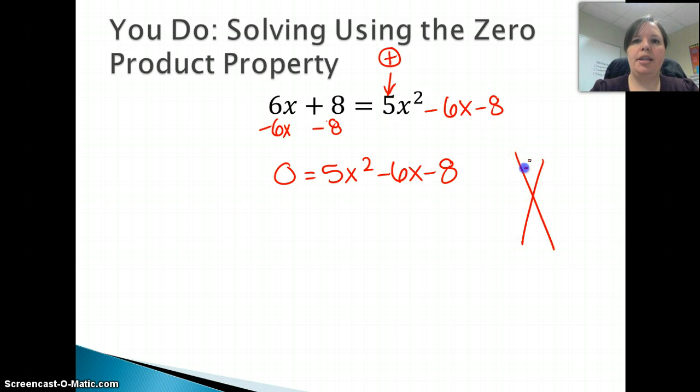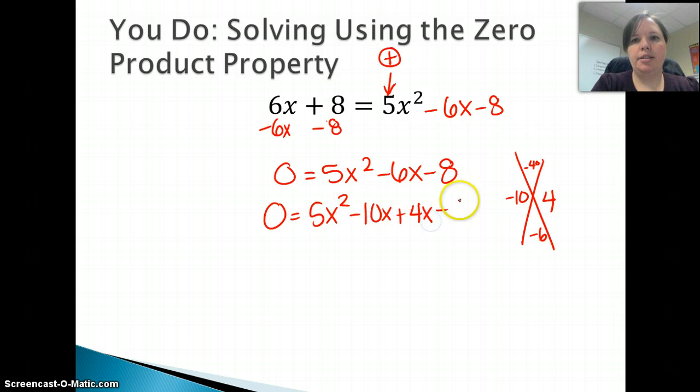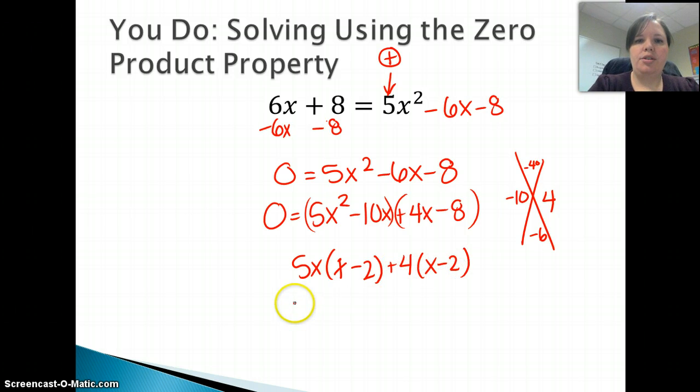So what multiplies to be negative 40 and adds to be negative 6? That would be negative 10 and positive 4. So 5x squared minus 10x plus 4x minus 8. So factoring this, go ahead and group them. 5x, and that's x minus 2, and that's positive 4, and that's x minus 2. So my parentheses are x minus 2 and 5x plus 4.